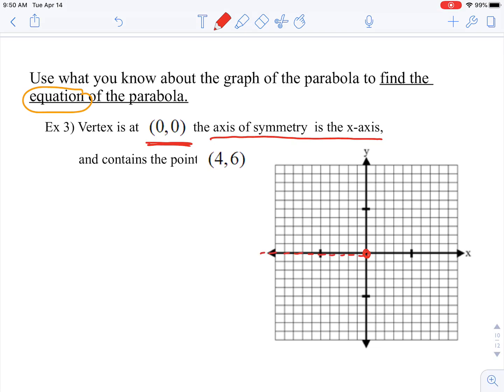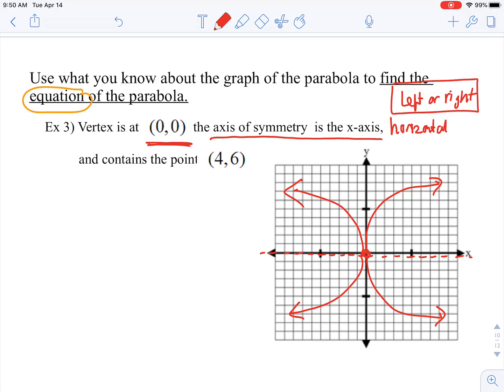Anytime the axis of symmetry is horizontal, that means that the graph is going to open either left or right. So we're basically dealing with a parabola that either does this or it does this. We haven't decided which one yet. But because we know that it's either left or right, we know that it has to take the form of y squared equals either positive or negative 4ax. Now how do we decide if it's left or right?